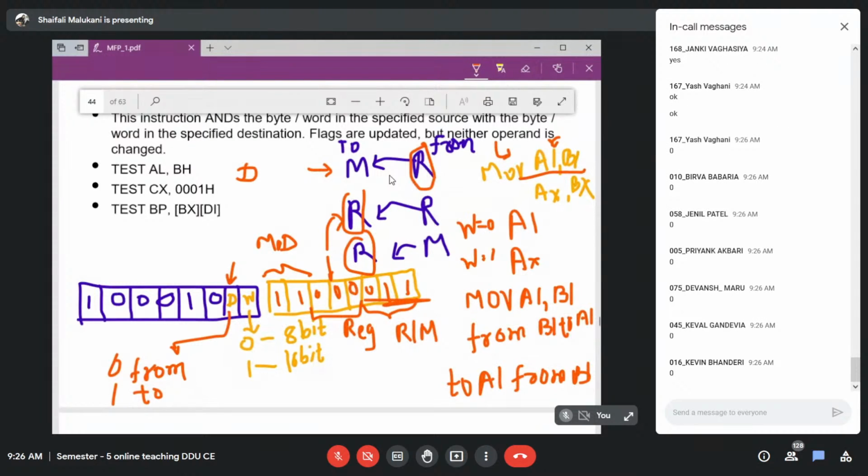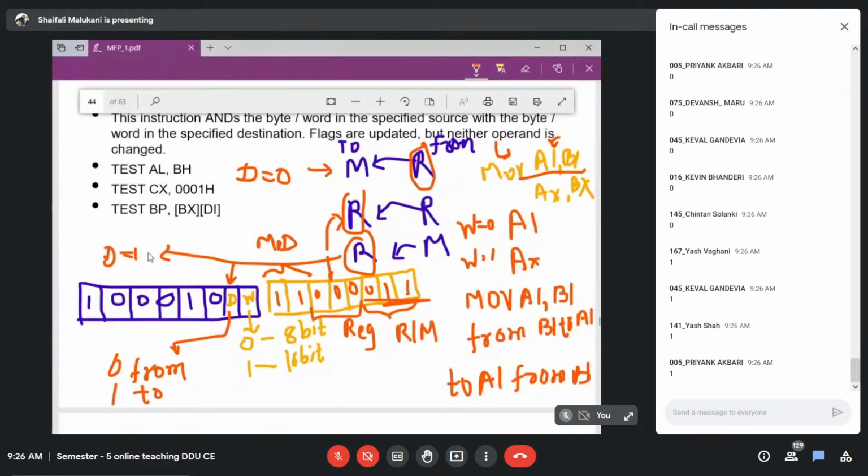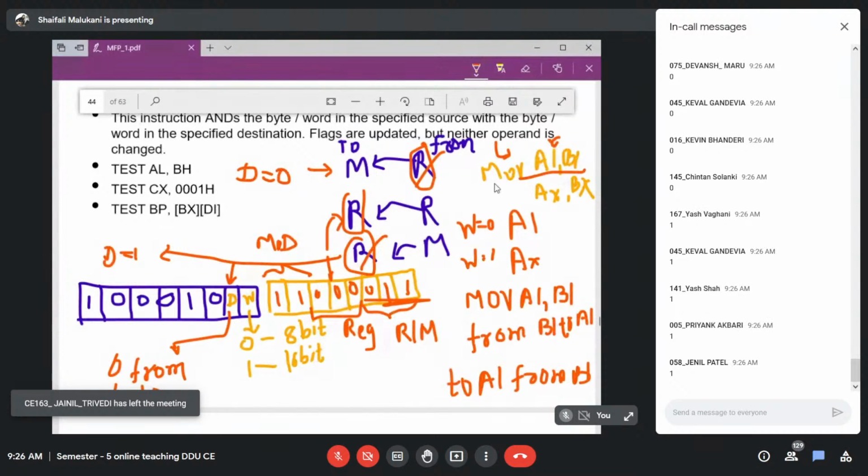Yes, D is 0 always. For this type of instruction, D is always 0, because whichever register is specified, that is fixed. So the D value is fixed here. And for this other type of instruction, D is 1, right? So this portion is over. The D value is over. W, I think, is clear to you, right?